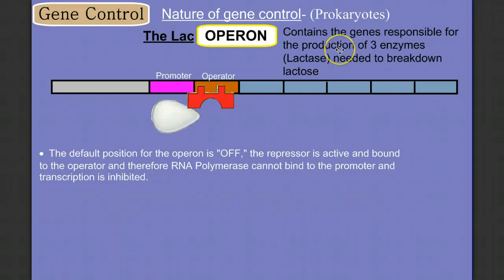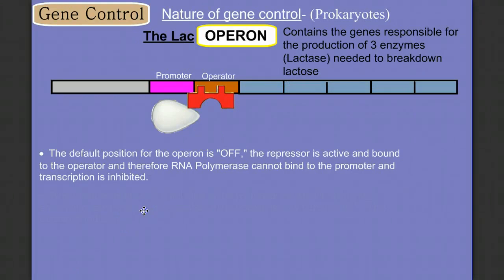Now, I failed to mention what the lac operon is for. The lac operon contains a series of genes responsible for production of 3 enzymes that together we can call lactase. Now, lactase is the enzyme needed to break down lactose, and we know that anything that ends in -ose in biology is a sugar, and lactose is the sugar found in milk or dairy products. And lactase are the enzymes that are required to break down lactose. So our default position for this operon is off, so the bacteria is not making lactase.